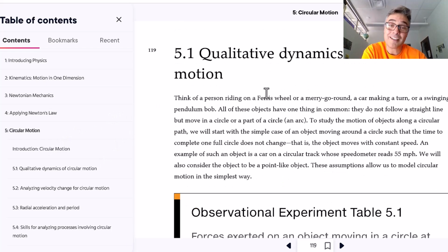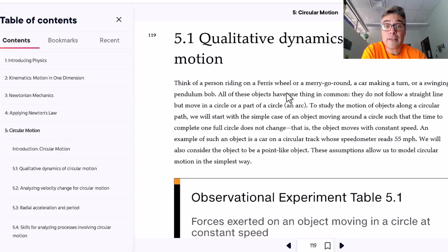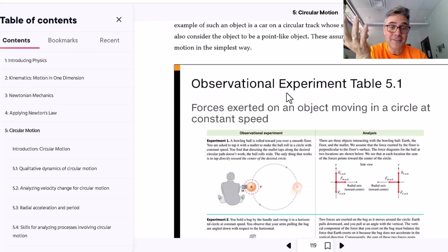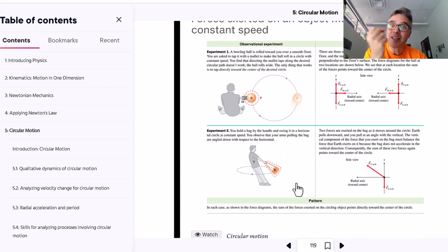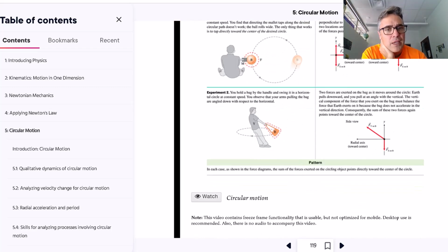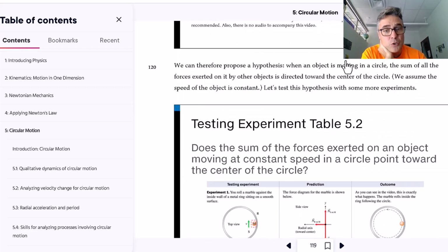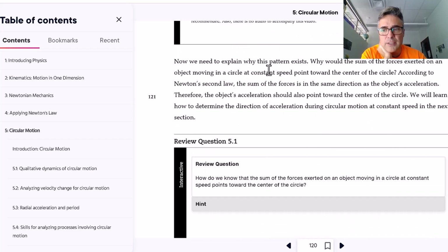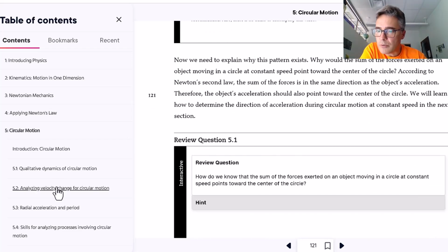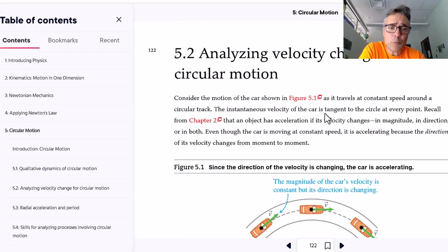And of course, what I really like about this book is that they start off with qualitative concepts based on stuff that you can really grasp, like hitting a bowling ball with a hammer or swinging a backpack around in a circle. And so these forces are discussed qualitatively. First, definitely recommend reading this. And then section 5.2 is where they start getting a little more mathematical. It's called Analyzing the Velocity Change for Circular Motion.